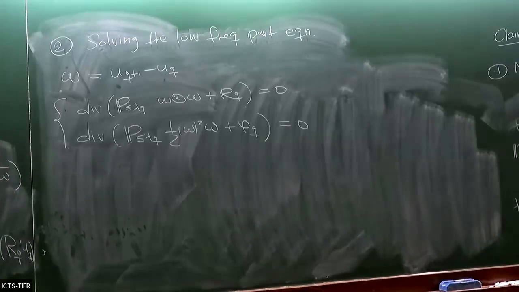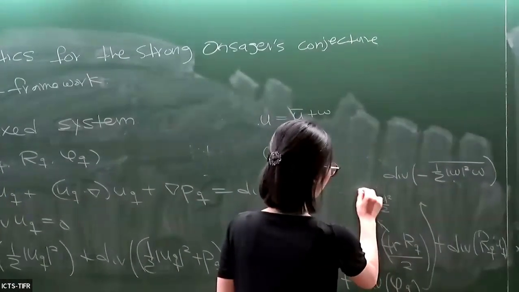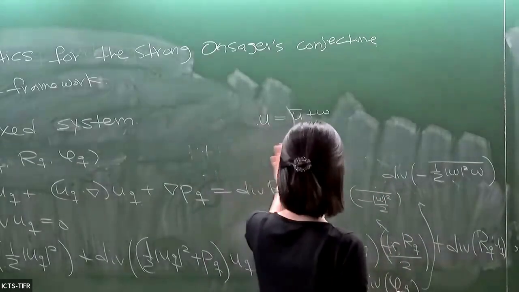So RQ is the matrix, and you just take trace. Yes, yes. So if you again write this U as the average part, and this one is given as the low frequency part here, then there will be some term. You can see that minus W square over 2 and mean, which corresponds to the trace of. So that's how you see this.